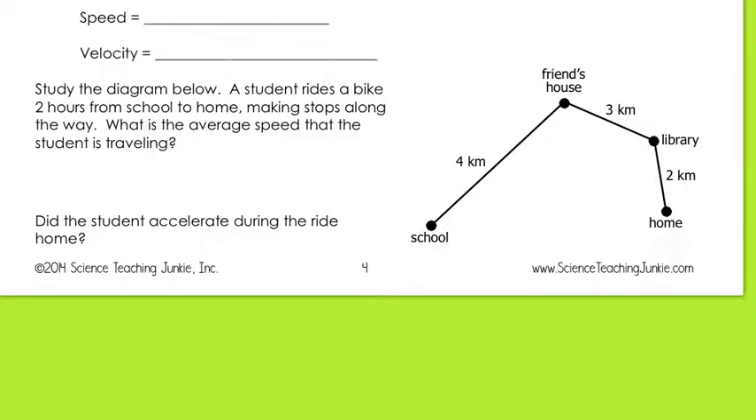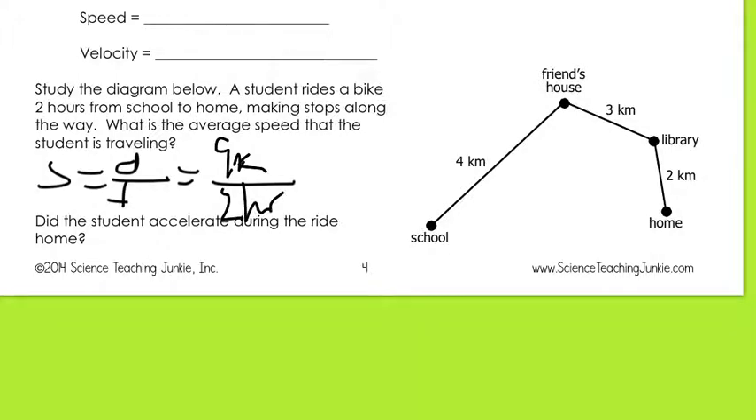The next one says, study the diagram below. A student rides a bike 2 hours from school to home, making stops along the way. What is the average speed that the student is traveling? So to find average speed, you take the distance divided by the time. You have to find the total distance. So he went 4 kilometers here, 3 kilometers here, and 2 kilometers here. You add all of that up, you get 9 kilometers. And it tells you that he took 2 hours. So his speed is 4.5 kilometers per hour.